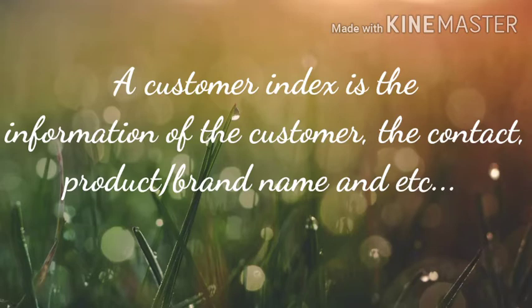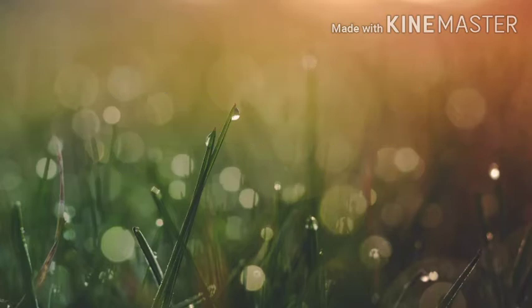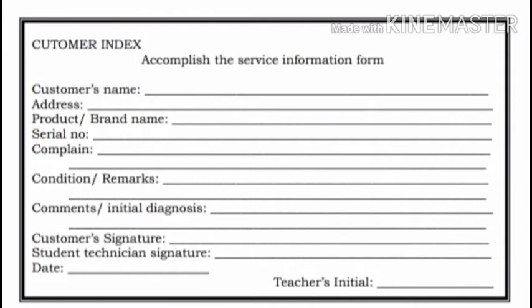A customer index is the information of the customer, the contact, product, or brand name, and etc. A customer index must have the customer's name, address, product or brand name, serial number, complaint, condition or remarks, comments or initial diagnosis, customer signature, student technician signature, date, and teacher's initial. And we are done with the customer index.